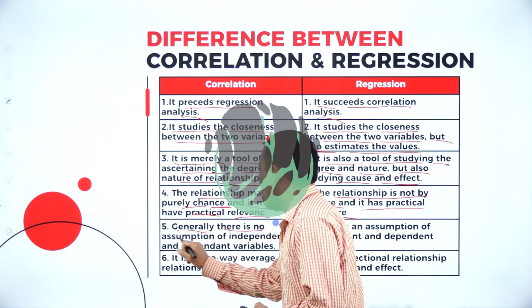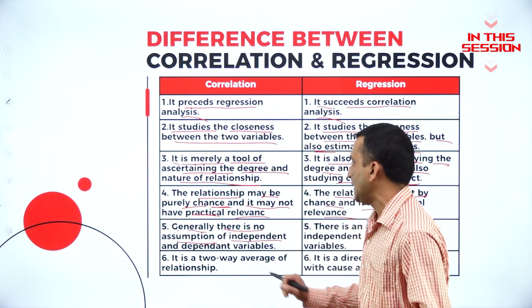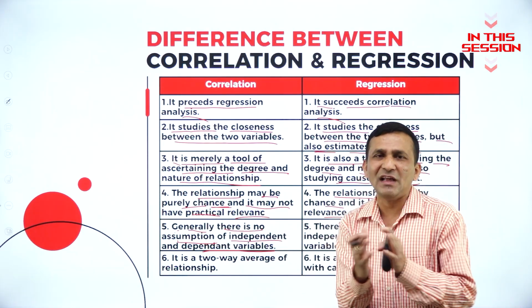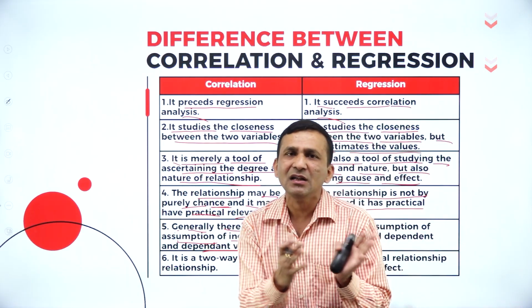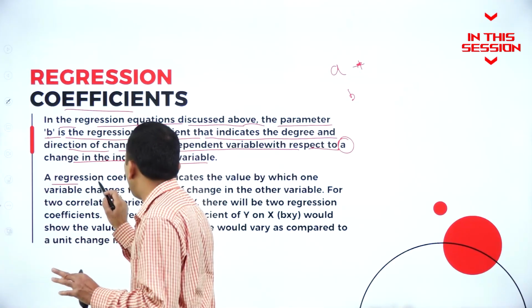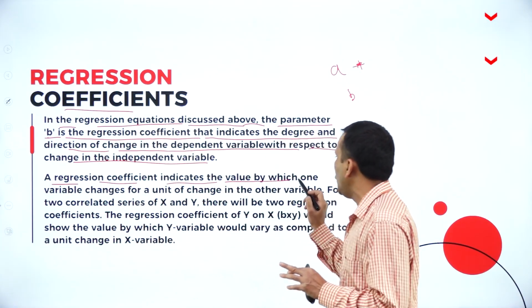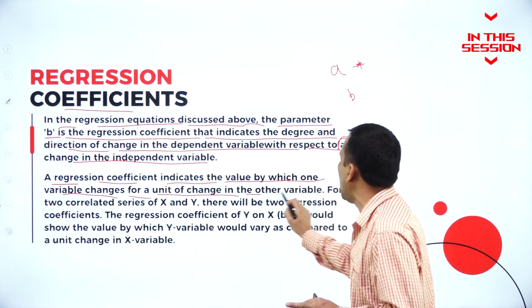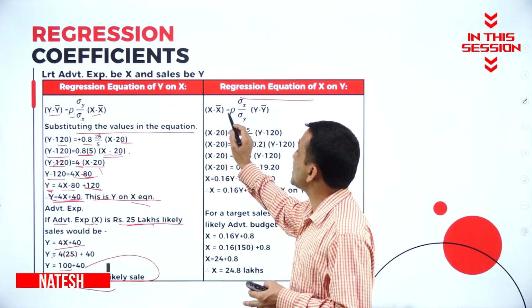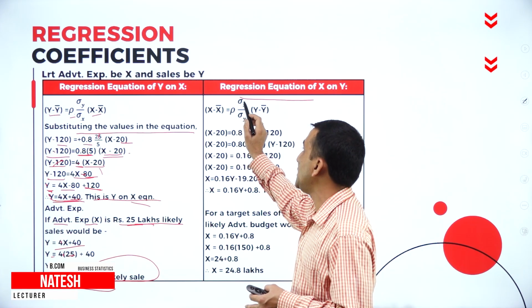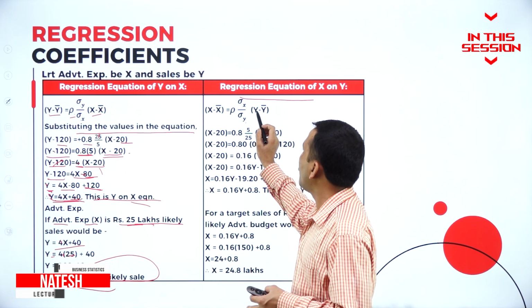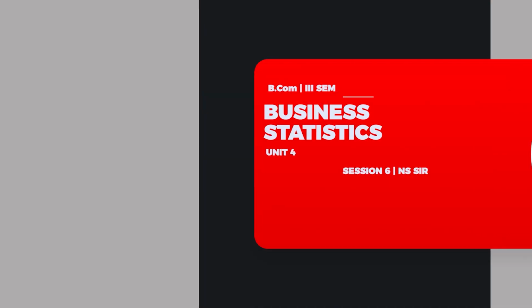Generally, there is no assumption of the independent and dependent variable. Here we cannot do for assumption. So if there is any price and demand relation, then we are trying to go for study. A regression coefficient indicates the value by which one variable changes per unit of change in the other variable. So x minus x bar is equal to a coefficient, standard deviation x divided by standard deviation of y, into y minus y bar.